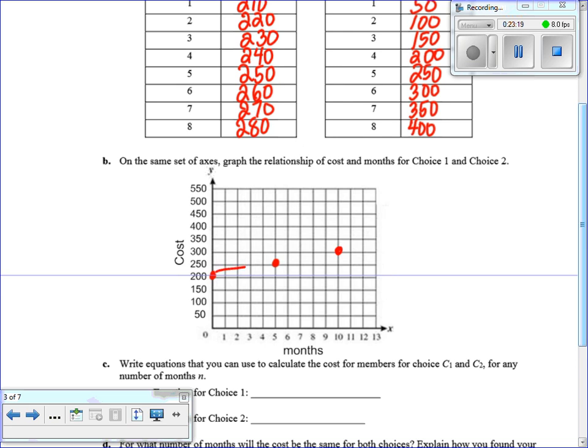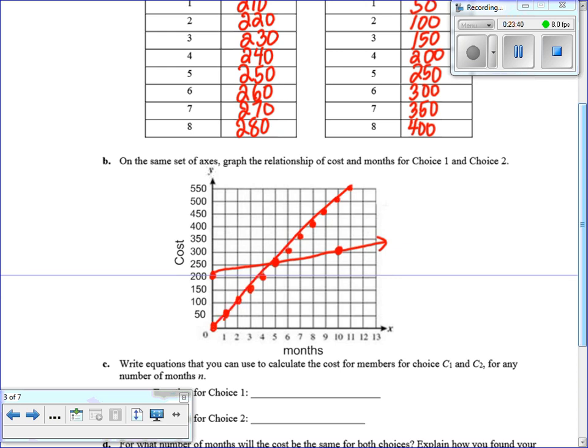So we can graph that relationship because it's increasing by 10 every month. And then graphing the second one, when we start at 0, month 1 is 50, month 2 is 100, and it increases by 50 all the way up to month 12. Now we want to write the equation.